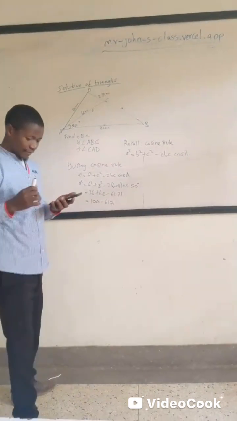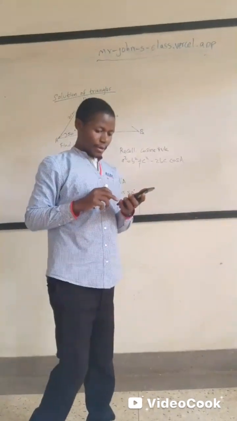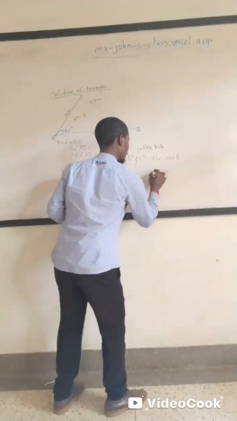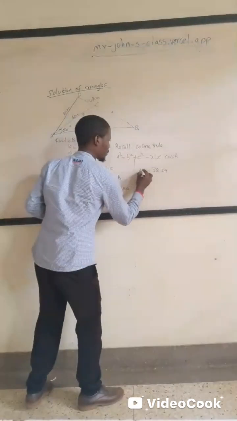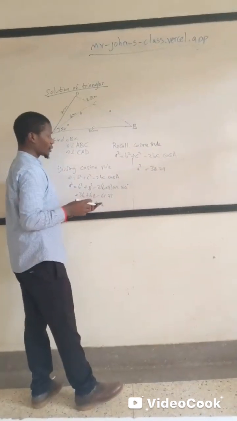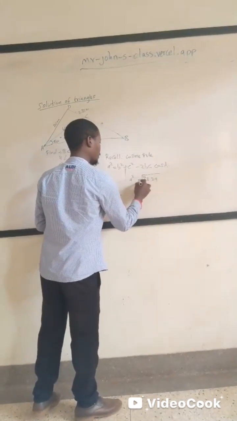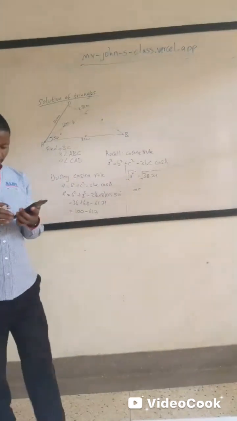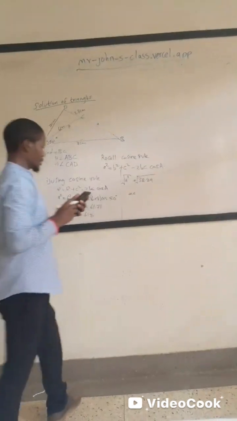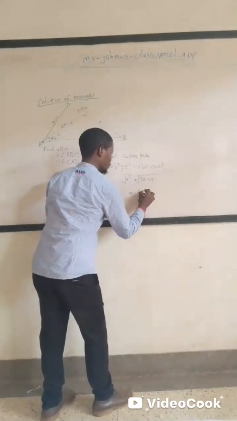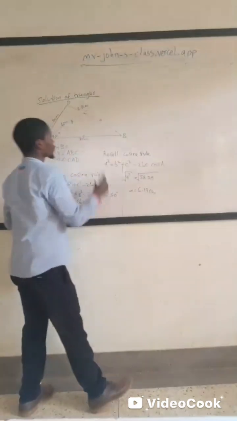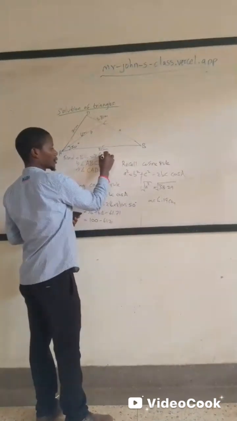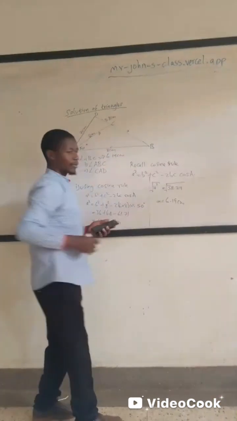Around, we have 38.29 should be equal to a squared. So our a squared is equal to that one. What we do, we get the square root of that to get the value of a. So the square root of the answer gives me 6.19 centimeters. We are through with the first one.